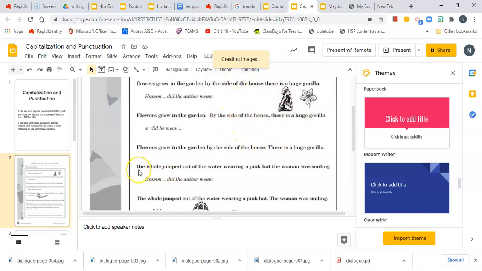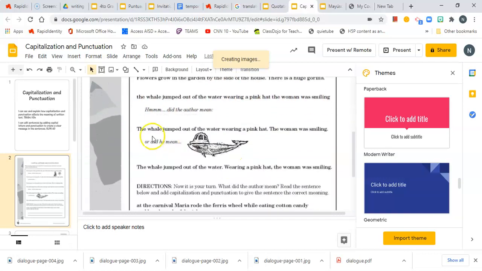Here's another example. The whale jumped out of the water wearing a pink hat. The woman was smiling. That doesn't make any sense because we don't know where a sentence starts and where a sentence ends. Look at this one. The whale jumped out of the water wearing a pink hat, like this picture. The woman was smiling. Now we have two complete sentences. The woman was smiling. Yep, that's complete.